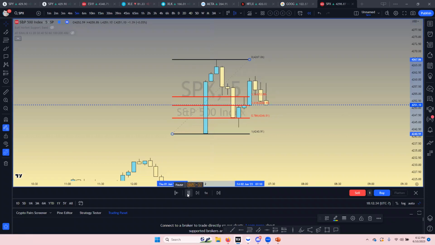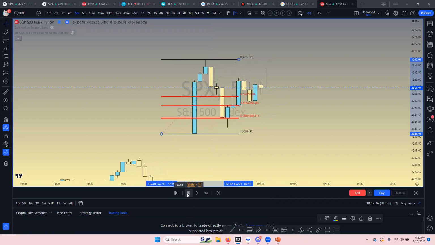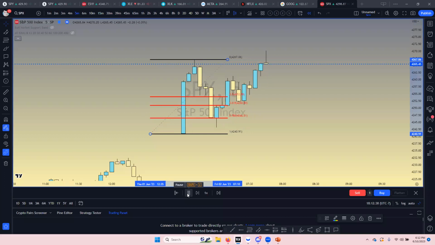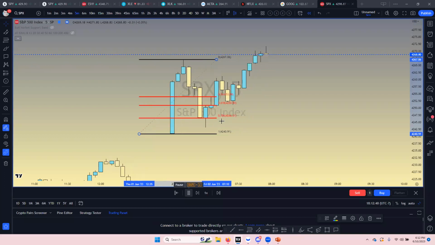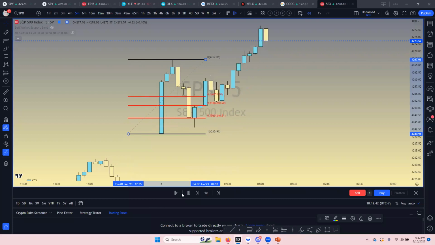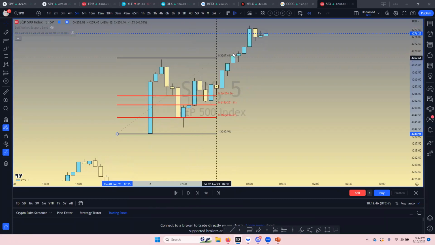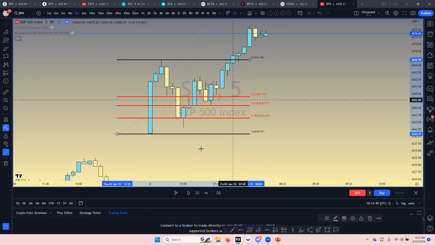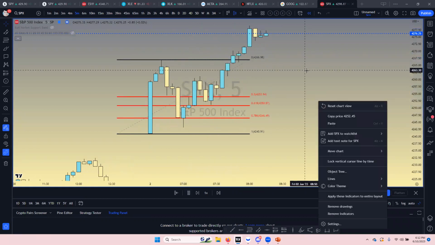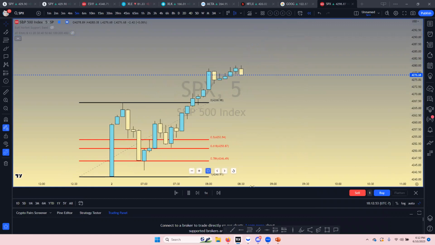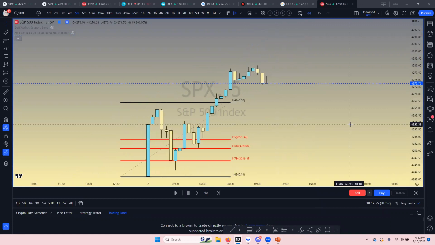Let's keep going. And as you can see, right off the 0.786, you could have been done for the day. You could have been done for the day right here, right? But if you had to, you know how you trade. You hold runners, and you're good to go. You could have held this all day, most likely.